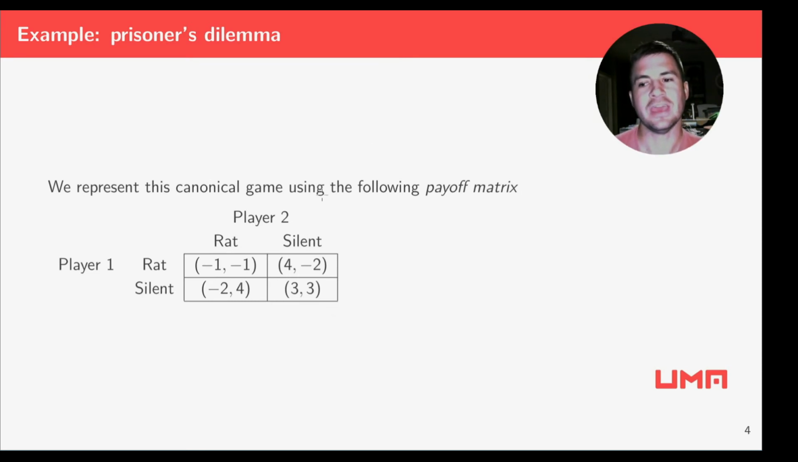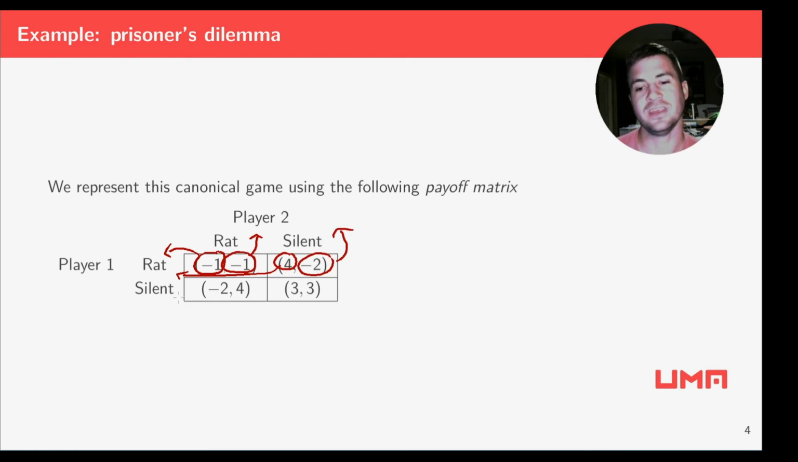We're going to represent this game using the following payoff matrix. And how does this matrix work? This matrix says if criminal 1 rats and criminal 2 rats, so if they rat each other out, criminal 1 receives a payoff of -1 and criminal 2 receives a payoff of -1. If criminal 1 rats while their partner stays silent, criminal 1 is going to receive 4. They get to walk away, while criminal 2 is going to receive -2, which is the maximum sentence.